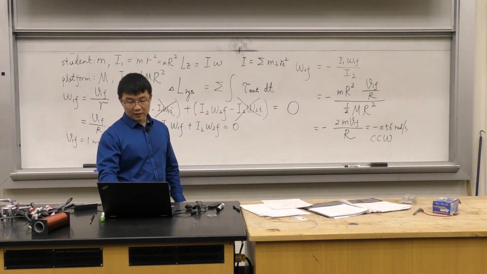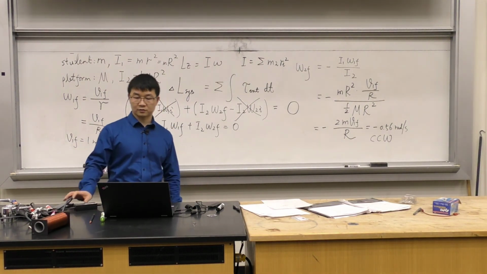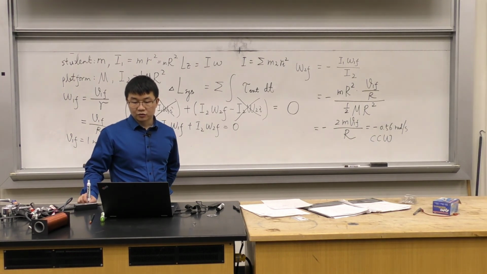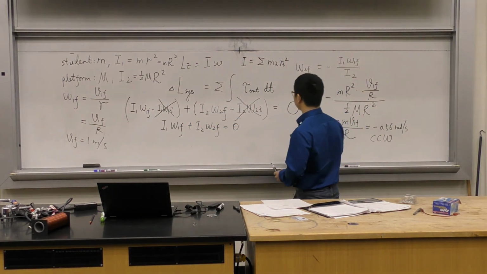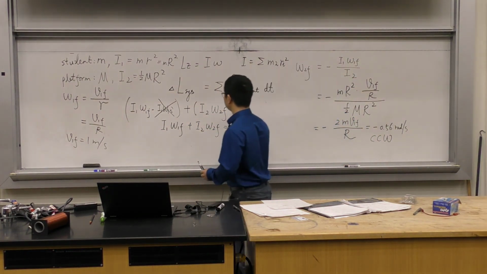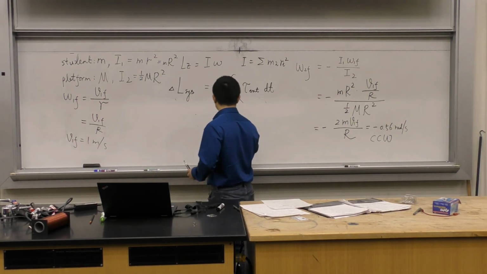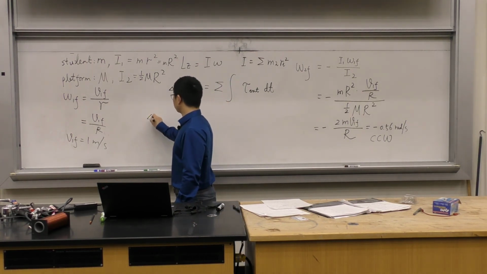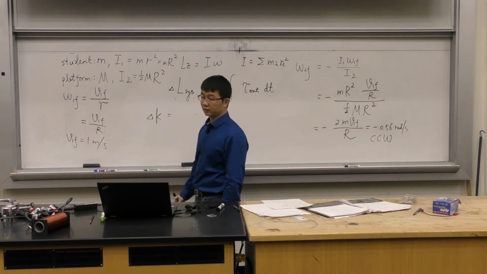All right, so that's this question. Now, there's a second part. Let's take a look at the second part. Find the change in the kinetic energy of the system, the student and the platform, okay? How do I find the change in the kinetic energy? I would just do final kinetic energy minus initial kinetic energy, right? Because that's the definition. And I don't even need to use a law, because the problem just wants me to find the change in kinetic energy.